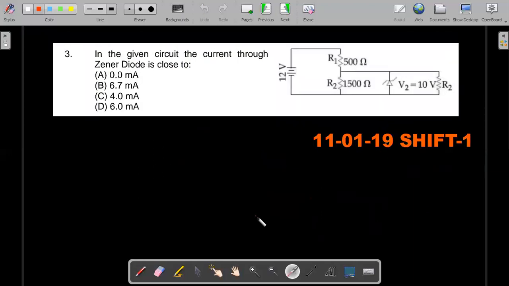Next one. In the given circuit, the current through a Zener diode is close to. So I have done almost 3 to 4 problems in the last 4 videos on Zener diodes. They were elaborately done. So this is looking slightly different. That's why I took it out. And there was a lot of controversy in this particular question, with the printing not complete. Okay. So if this is R1, this is R2, and there is a Zener and there is another load at this particular place. Okay. Right.